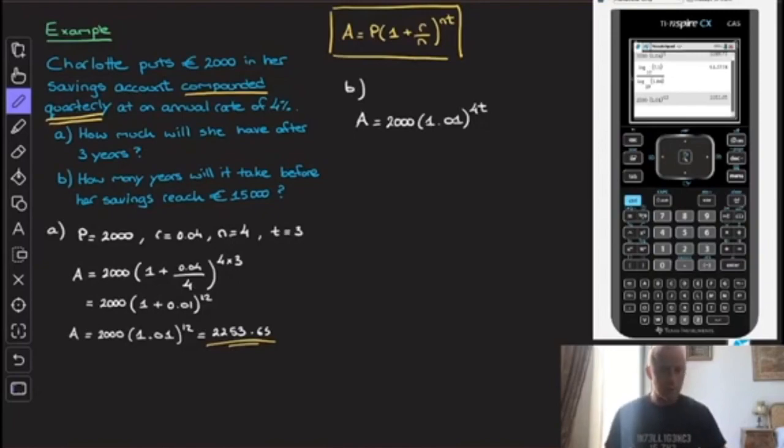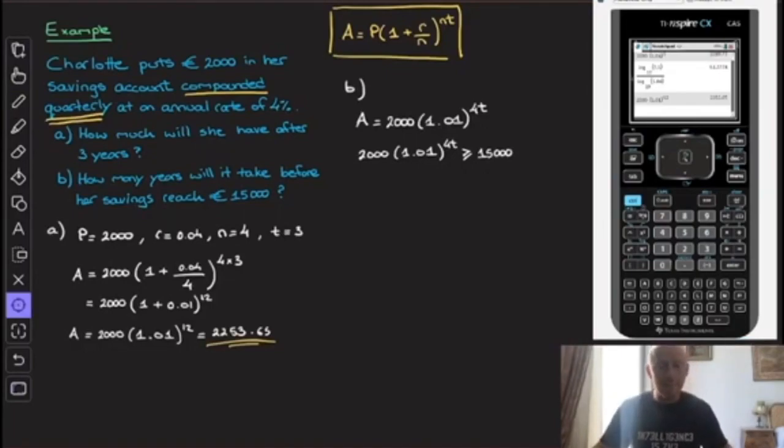Now, to answer question B, what we're trying to figure out is when this amount will be greater than or equal to 15,000. All that really means is we need to write an inequality. So what I'm trying to solve here is 2,000 times 1.01 raised to the power of 4t has to be greater than or equal to 15,000. Okay. So let's start tidying this up.